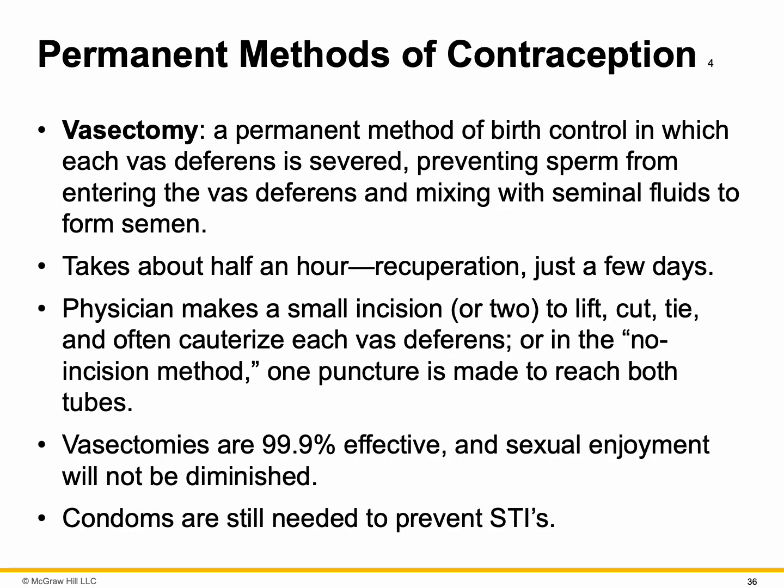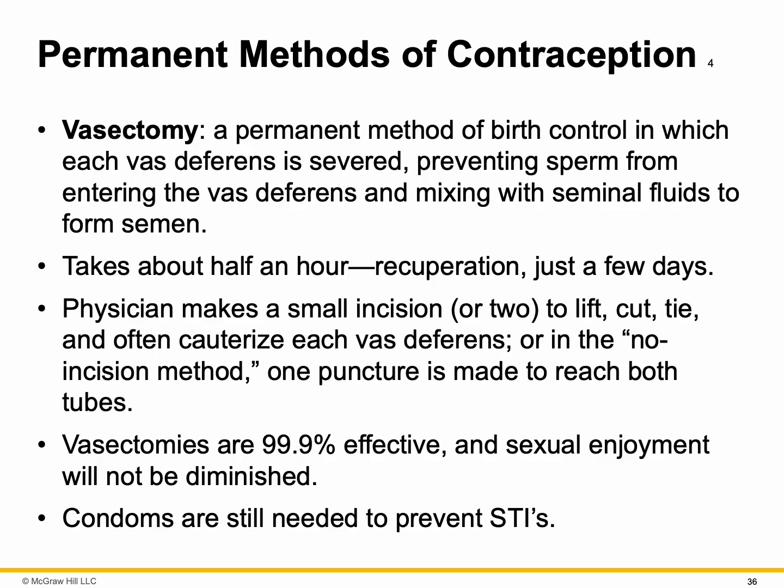Now let's turn to permanent methods for people with vas deferens, in other words, males. The vasectomy is a permanent method of birth control in which each vas deferens is severed, preventing sperm from entering the vas deferens and mixing with seminal fluids to form semen. So the physician makes a small incision or two to lift, cut, tie, and often cauterize each vas deferens.